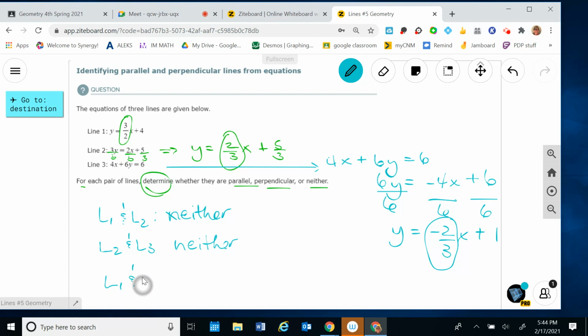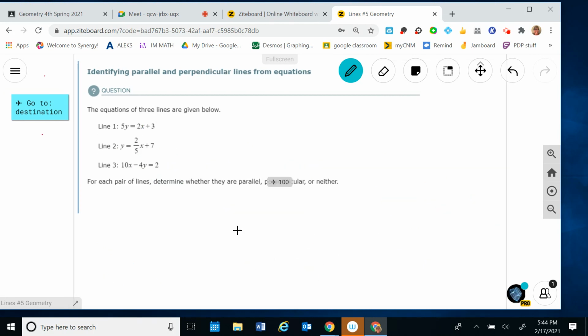Line 1 and line 3. So 3/2 and negative 2/3. They are perpendicular. They're perpendicular because they're negative reciprocals of each other. You can try this one, and then I'm going to do it.